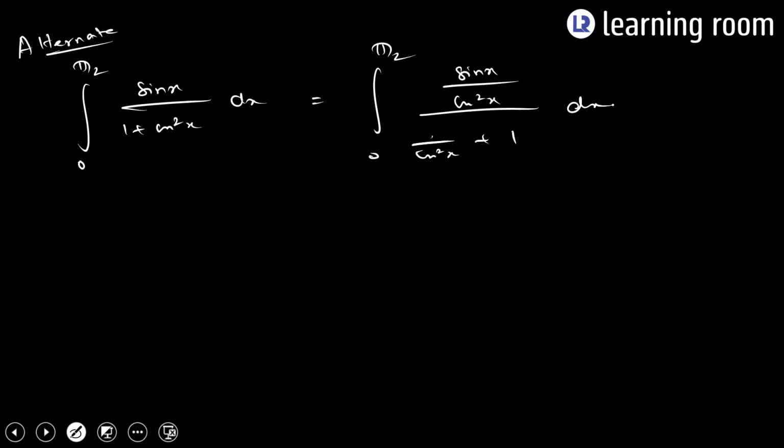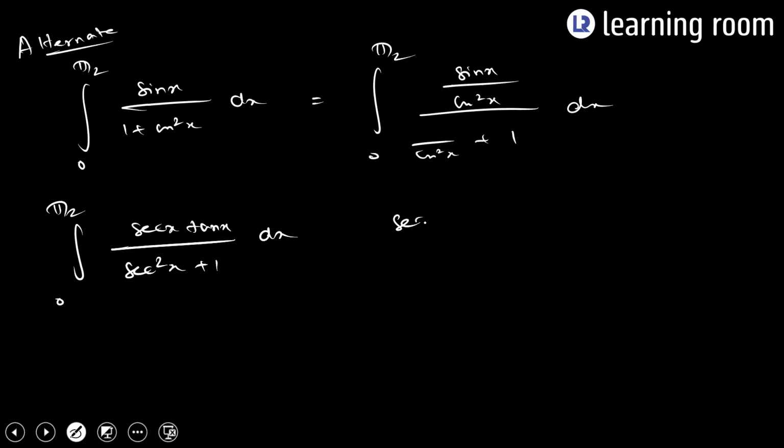So you will get sin x divided by cos square x, you will get secant x tan x. Accepted? So integral of 0 to pi by 2, secant x tan x divided by secant square x plus 1 is. Now tell me, what should I substitute the value? Which value should I substitute here as t? Secant x as t. When I do this, I'll get secant x tan x dx will be equal to dt.